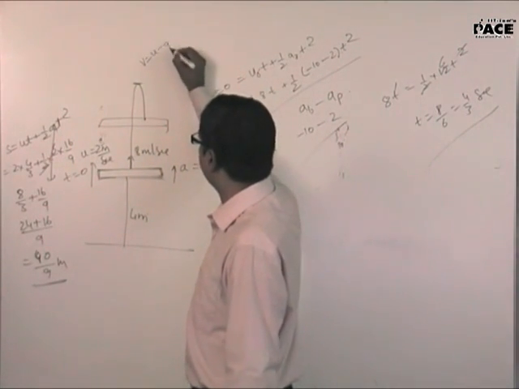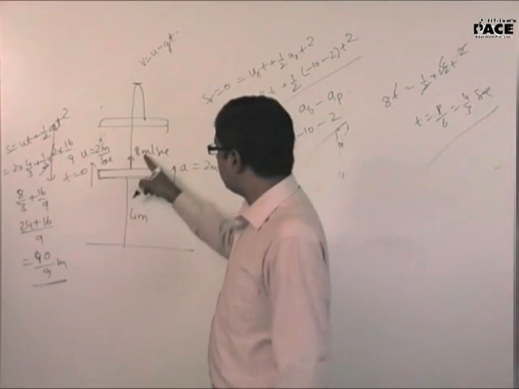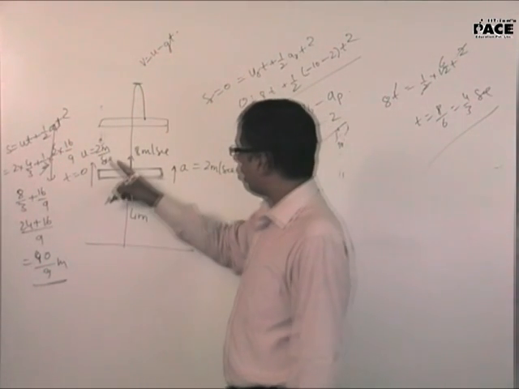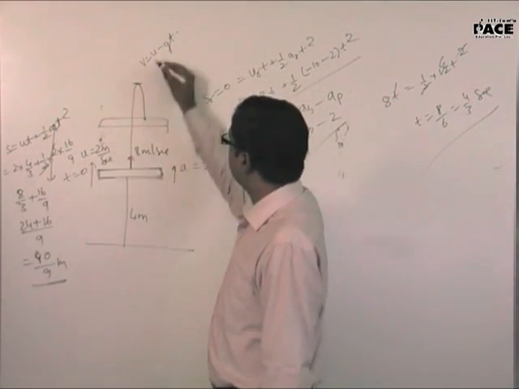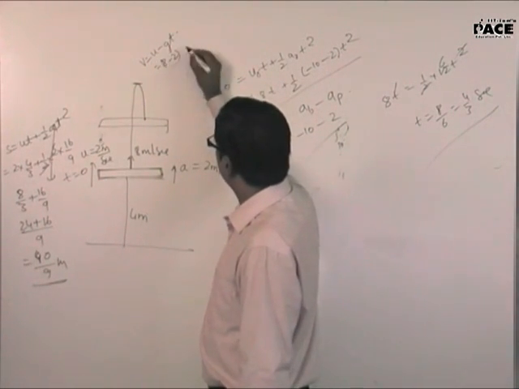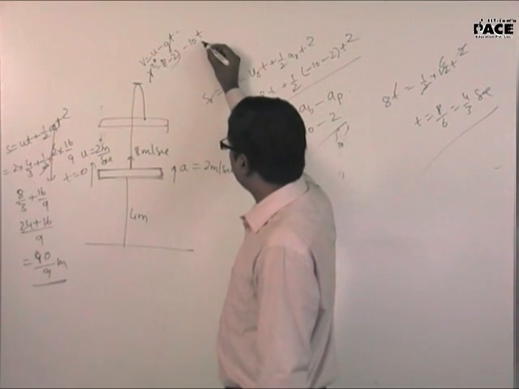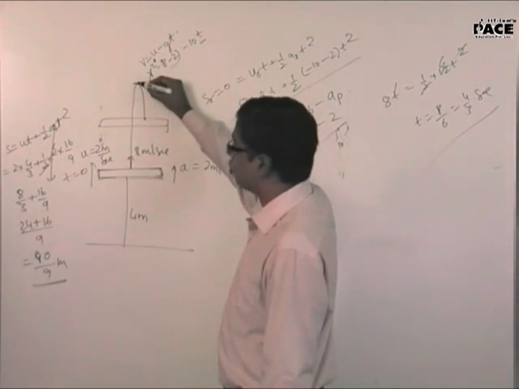V is equal to u minus gt. But remember, this 8 is the velocity with respect to the platform. With respect to the ground it will be 8 minus 2, minus 10 into t. Put this as velocity, and you will get the time it takes to go to the maximum height.